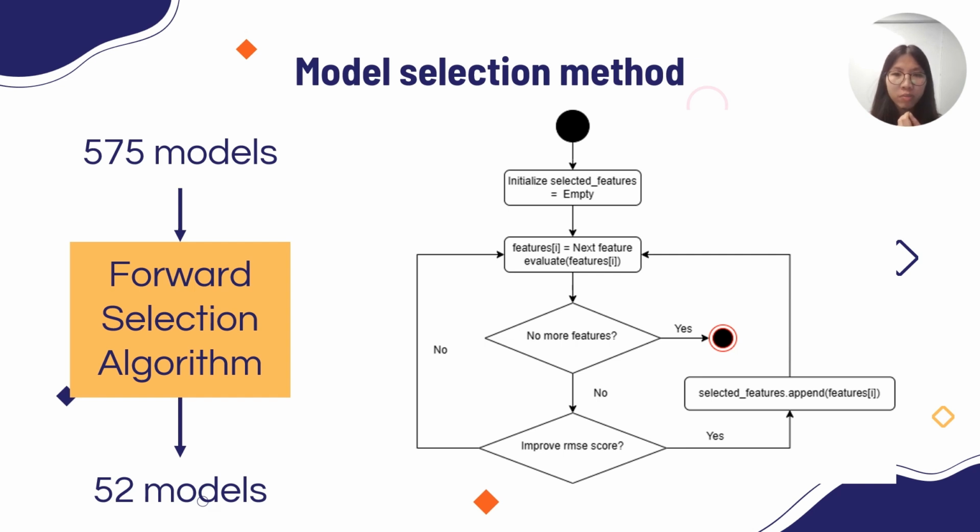There are over 500 models in the TIMM library. We use a forward selection algorithm to filter the efficient models for our task. Here is an illustration of the forward selection algorithm. Initially, the model begins with no features. After that, it iterates through every feature set and evaluates whether this feature set improves the performance, which is the mean square error of the system. If it improves the performance, we select the feature set as an efficient feature set. The process continues until there are no more feature sets. After filtering, 52 models are chosen.